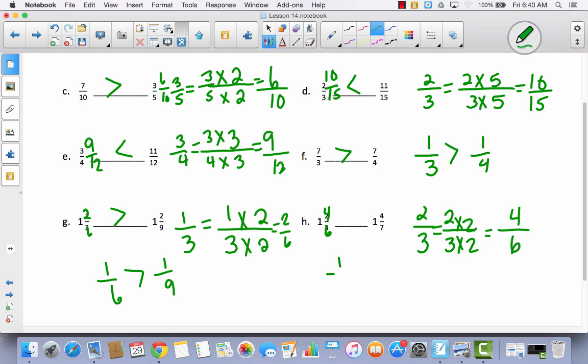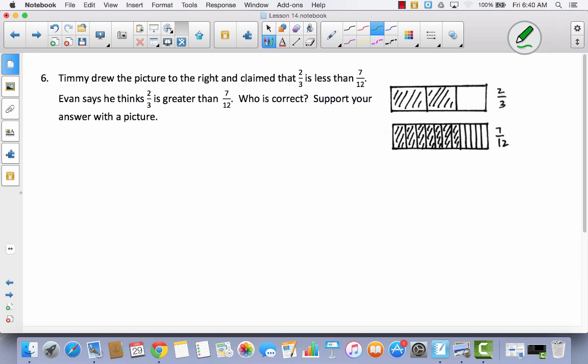So which is greater, 1/6 or 1/7? Well, 1/6 is greater than 1/7 because the more parts you divide it into, the smaller the parts. So if 1/6 is greater than 1/7, then 4 sixes is greater than 4 sevenths. So this whole fraction is greater. All right, last problem. Timmy drew the picture to the right and claimed that 2/3 is less than 7/12. Evan says he thinks 2/3 is greater than 7/12. Who is correct? Support your answer with a picture.